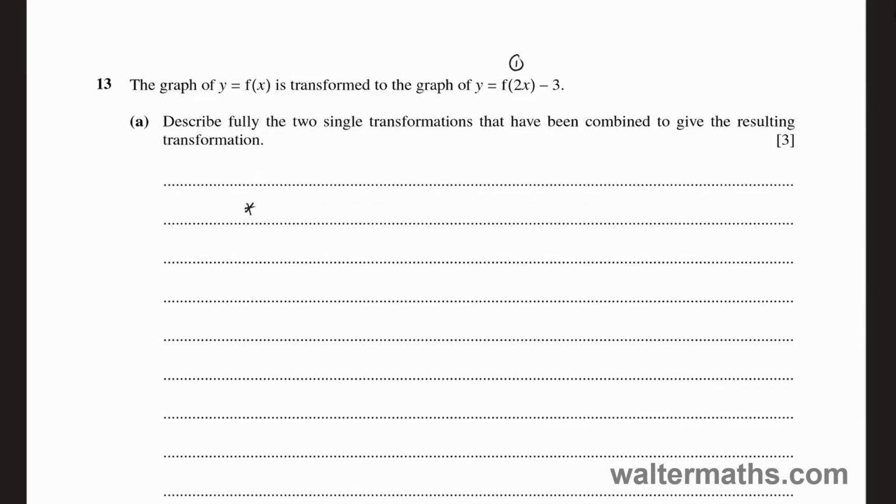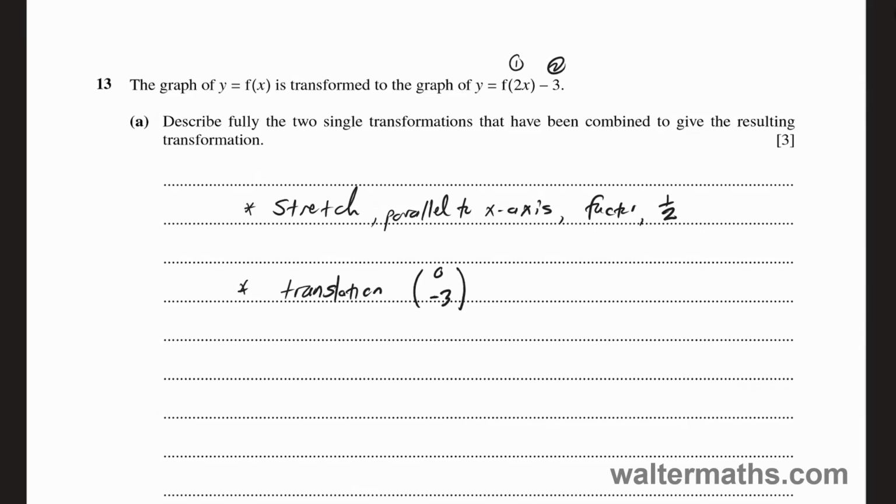That's a horizontal stretch. So I'll say here, it's a stretch parallel to the x-axis, and the factor is a half. And the next one would be represented by the minus 3. That's basically a translation, and it's a translation with vector (0, -3). So basically those are the two transformations going on right here.